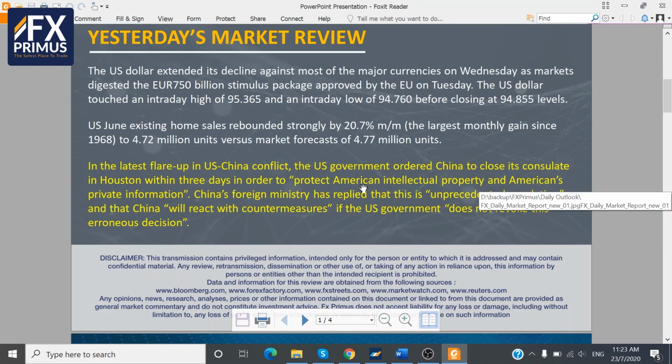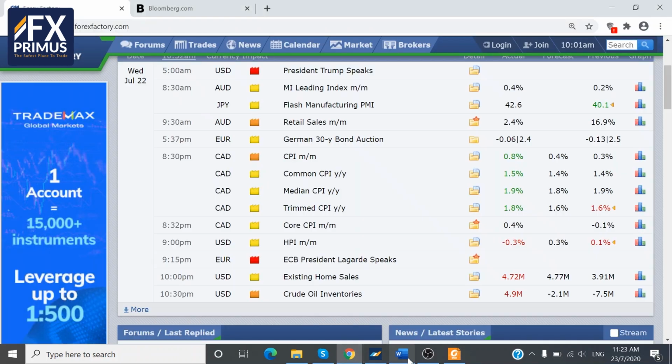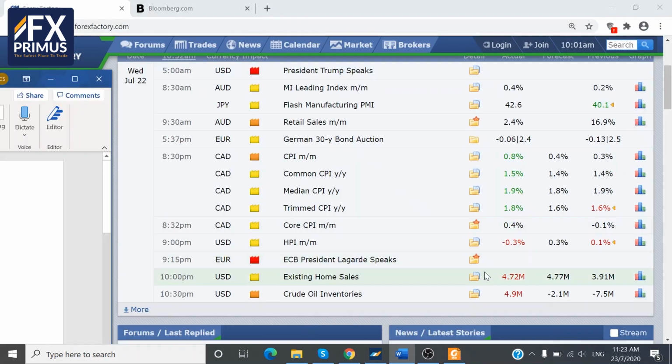For yesterday, we had the US June existing home sales numbers, which rebounded strongly by 20%, coming in at 4.72 million units versus a market forecast of 4.77 million units. Although the numbers came in a little bit below market expectations, it was still better than the previous month's numbers of 3.91 million houses.